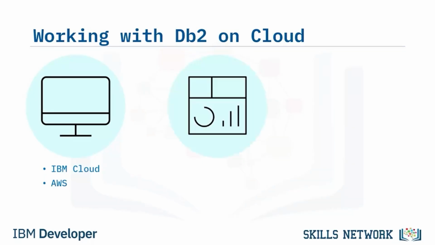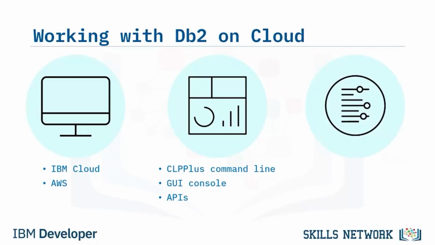Once running, you can access your DB2 on Cloud databases by using the CLP Plus command line interface, the DB2 on Cloud GUI console, or standard APIs such as ODBC, JDBC, and REST. You can also easily load data from Excel, CSV, and text files from Amazon S3 Object Storage using the GUI console, and you can programmatically load data from IBM Cloud Object Storage.